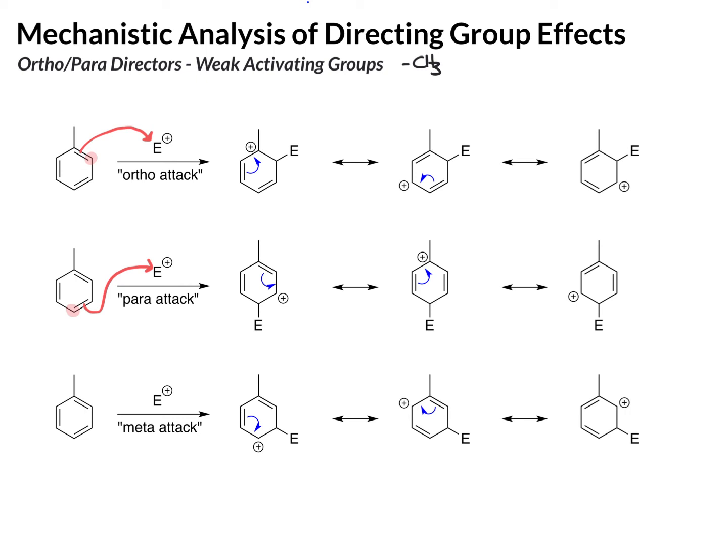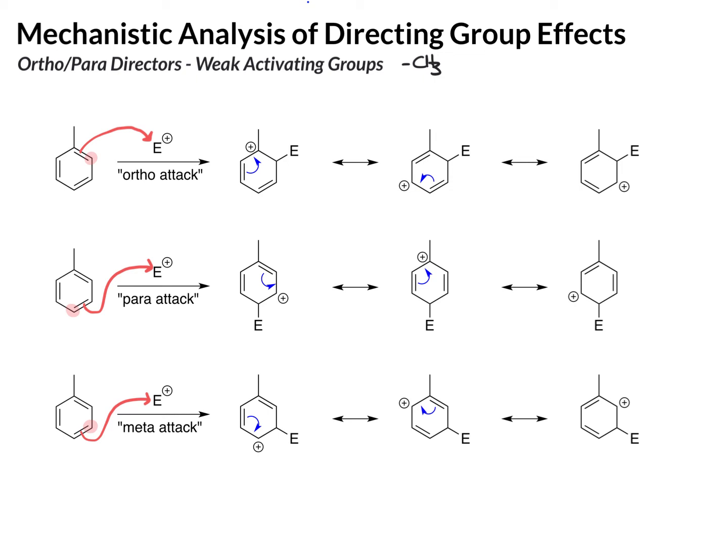Finally, we want to take a look at meta attack. So meta attack means I want the electrophile right here at the meta position. I'm going to use the same pi electrons that I used in that para attack. The only difference is I'm putting the electrophile at this position, which leaves a positive charge down here. And again, we can move these pi electrons around to give two additional resonance structures.